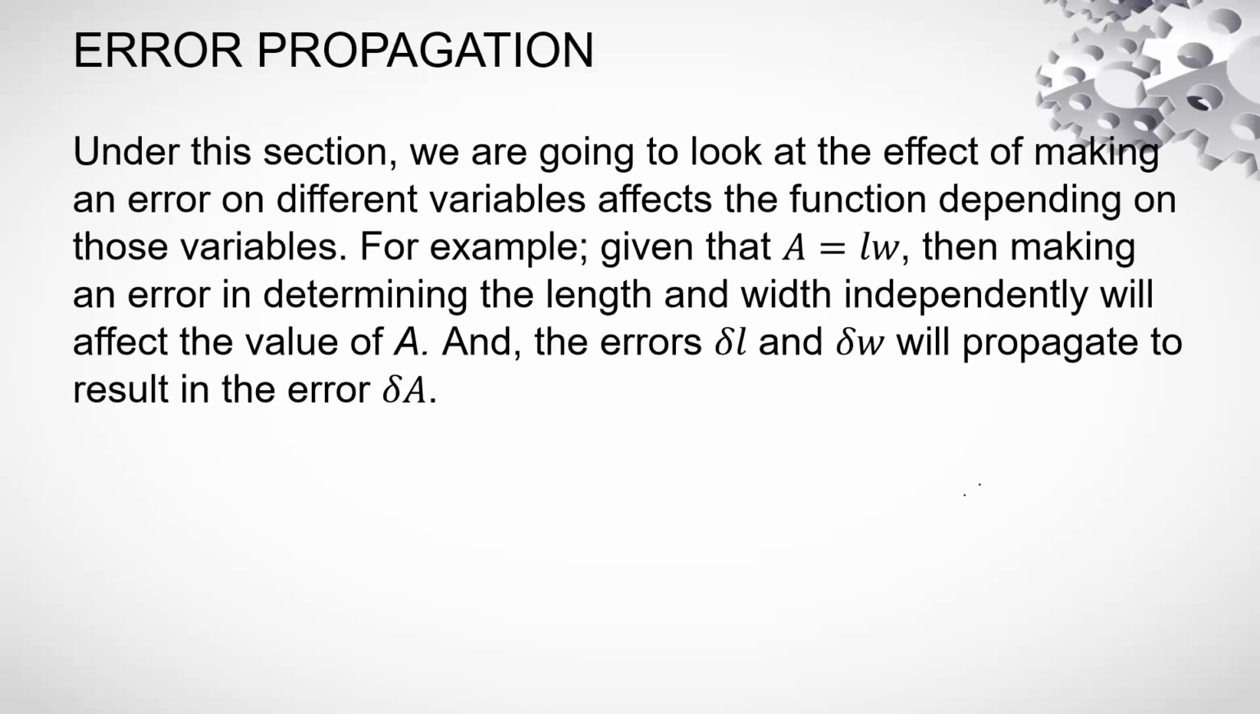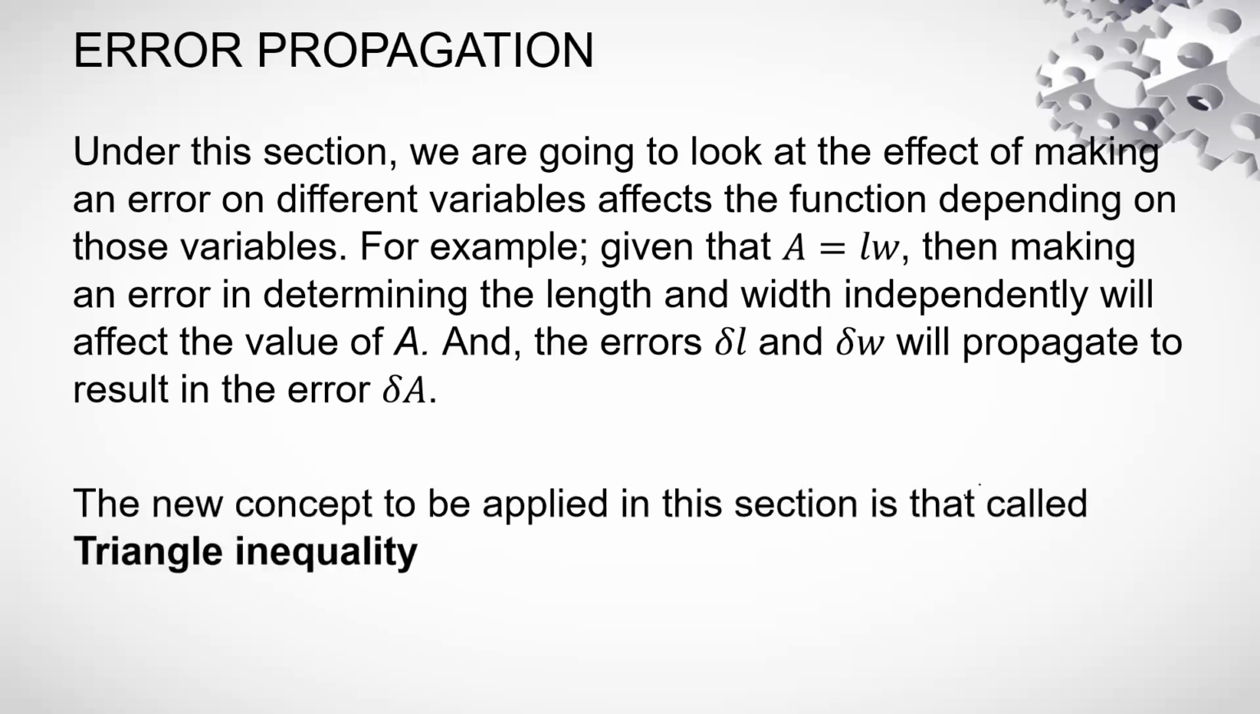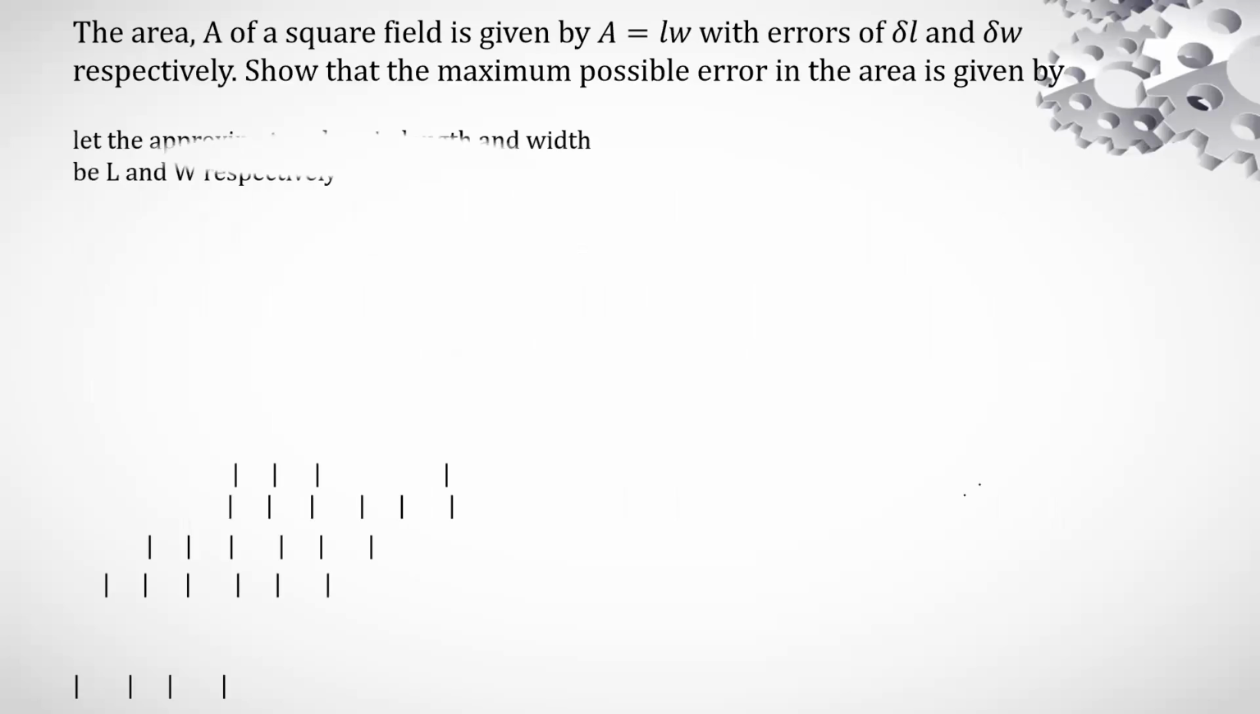So under this, we are going to look at another concept, called the concept of triangle inequality. That is going to be explained within the body of an example. The example says the area A of a rectangular field is given by A equals L times W, length times width, with errors delta L and delta W respectively. Show that the maximum possible error in the area is given by.